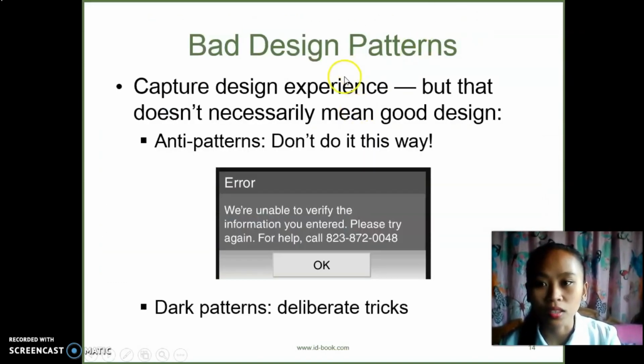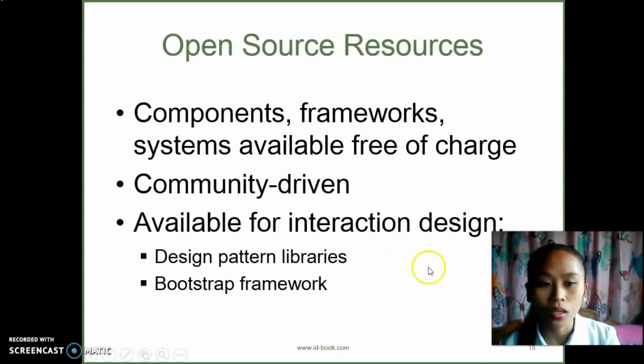And bad design patterns capture design experience but do not necessarily mean good design. There are two examples of bad design patterns: the anti-patterns, or don't do it this way, and the second one is dark patterns, or deliberate tricks. Open source resources have three components. First one is components, frameworks, and systems available free of charge. Second one is community driven. Available for interaction design are design patterns, libraries, and the Bootstrap framework.